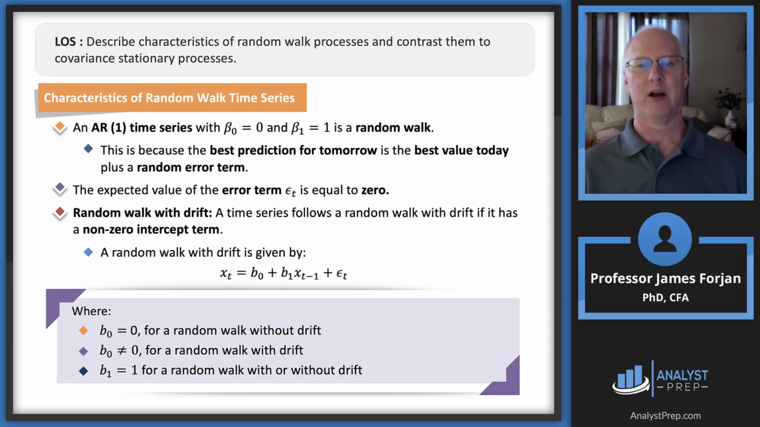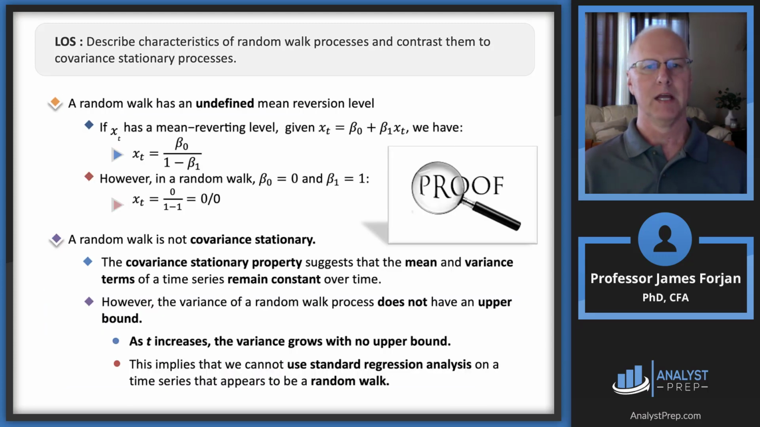Now, the expected value of the error term is equal to 0, and you can throw in a drift in there, and the random walk with a drift looks almost identical to our AR1 model. Now, here's the problem with a random walk. It has an undefined mean reversion level. Remember, there's our formula. Look under the blue arrow point. There's our equation, beta 0 divided by 1 minus the slope coefficient.